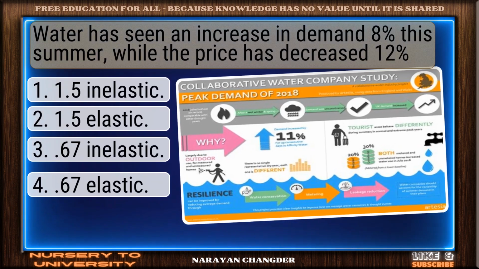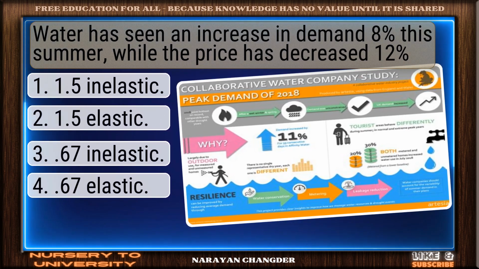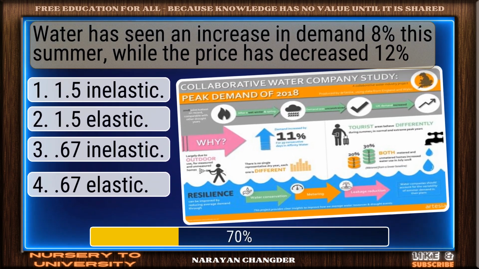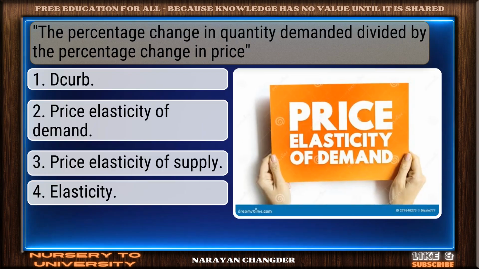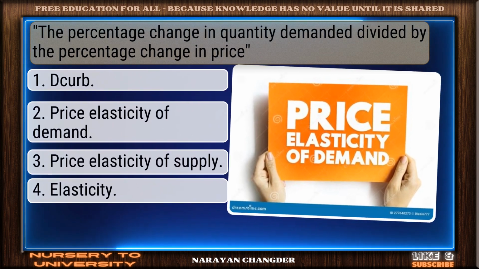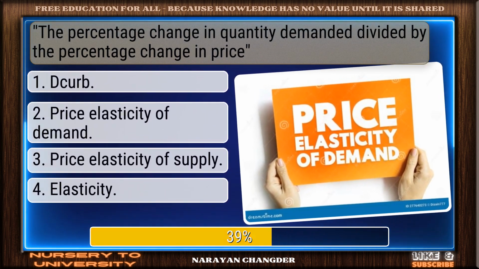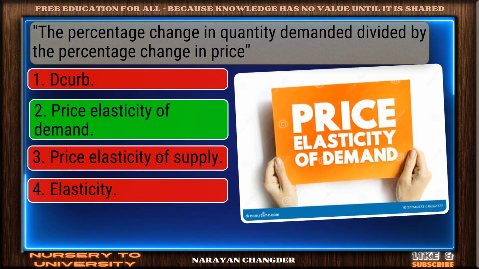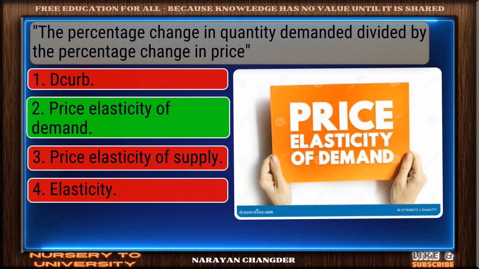Water has seen an increase in demand of 8% this summer, while the price has decreased 12%. Bravo, the 0.67 elastic is the answer. The percentage change in quantity demanded divided by the percentage change in price. Correct. Price elasticity of demand is the right answer.